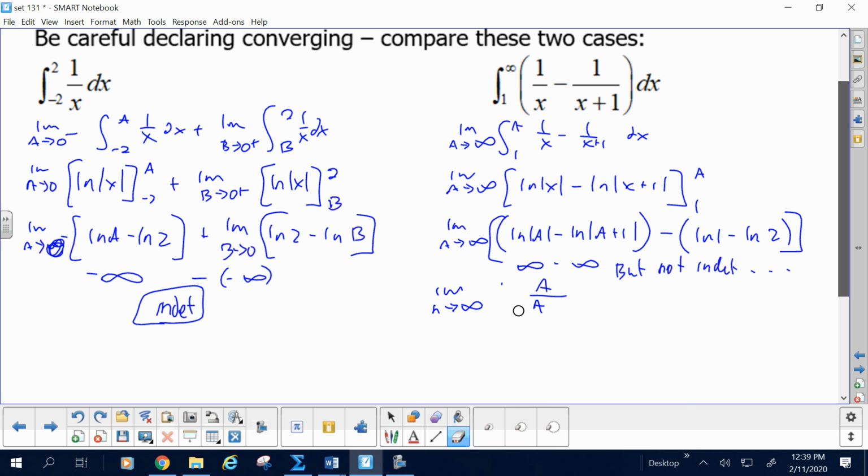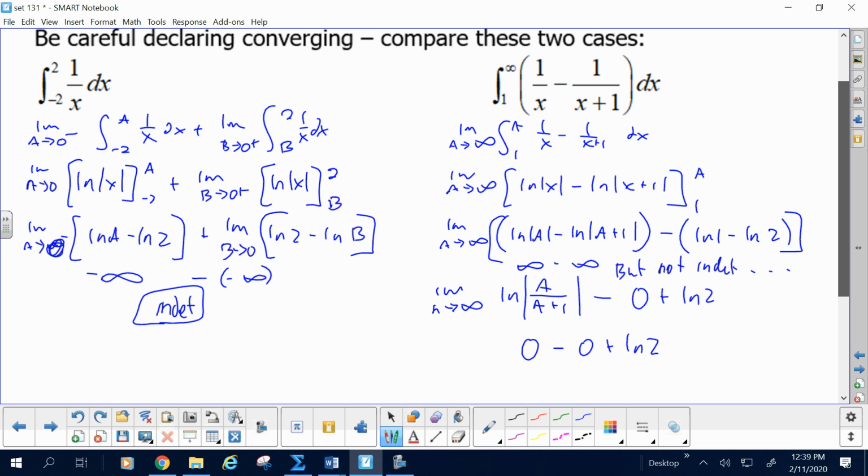Well, that's what's going on here. So log of a over a plus 1 minus 0 plus log 2 at the back end. You see where I'm coming from? Okay, what about a over a plus 1? What is the approach? Approach is 1. The log of 1 approaches 0. 0 minus 0 plus log 2. This is not indeterminate. It is convergent to log 2 in this case.